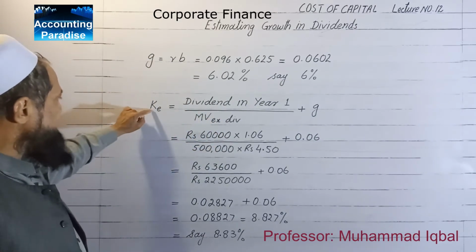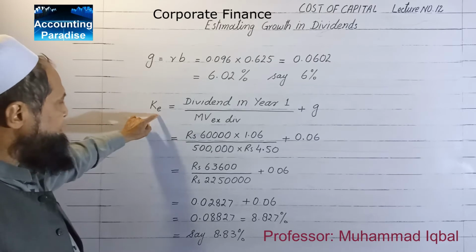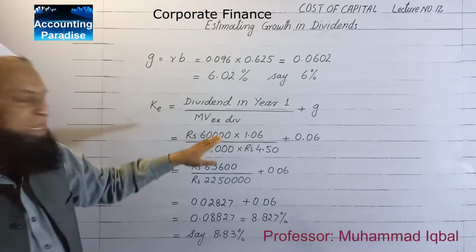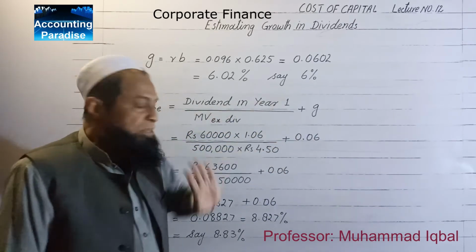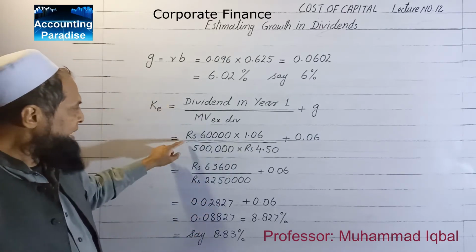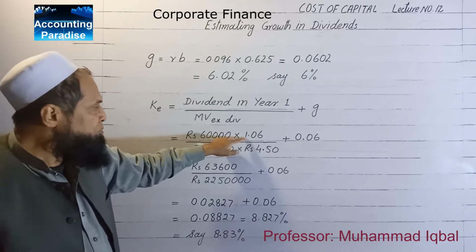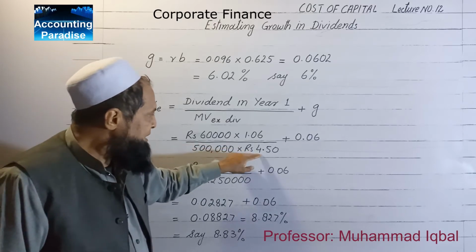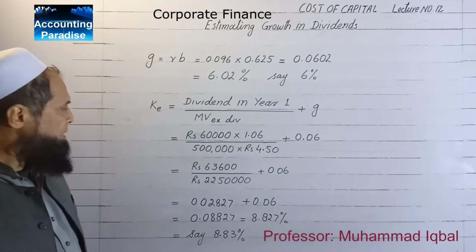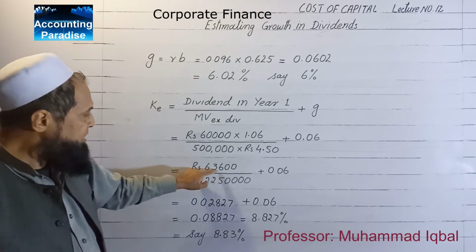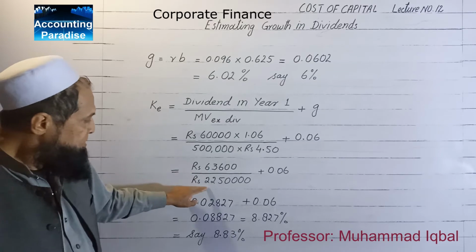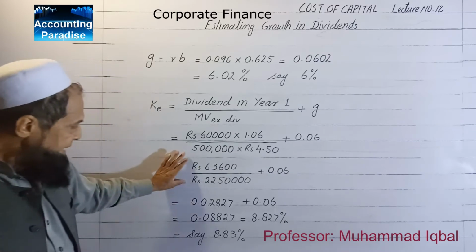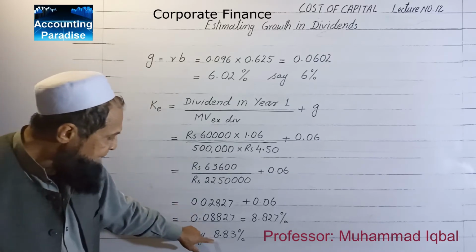Now calculate the cost of equity. The formula for this is dividend in year one over market value, plus G. By putting the values, rupees 60,000 into 1.06 over 5 lakh shares, the value per share, plus G, it comes to rupees 63,600 over rupees 22 lakhs 50,000 plus 0.06. Calculating this, we come to 8.83%.